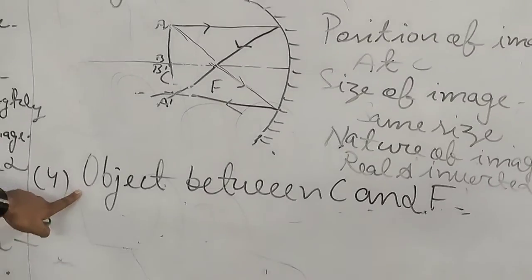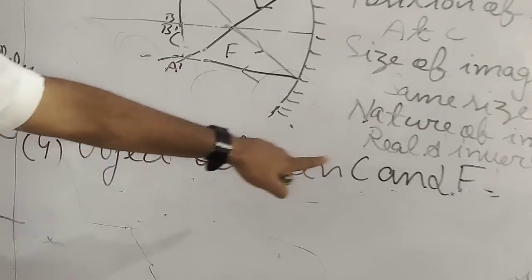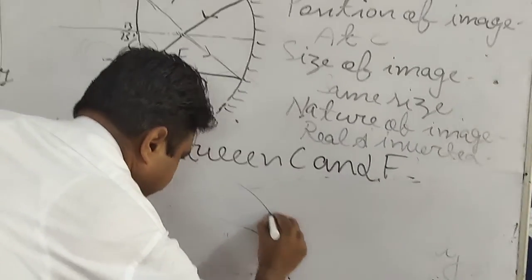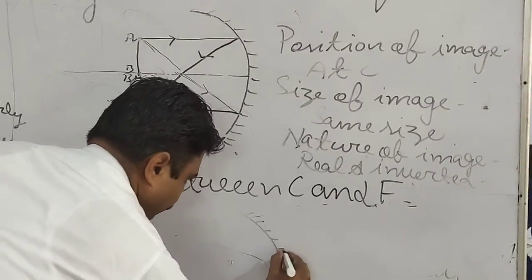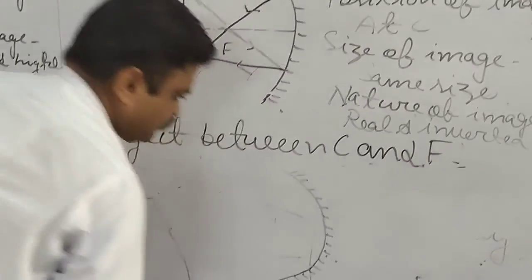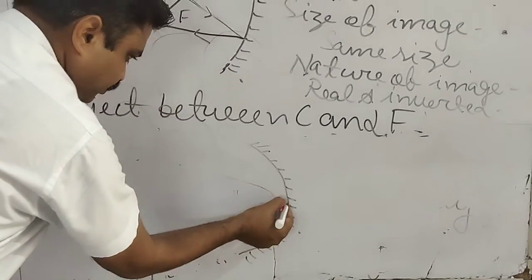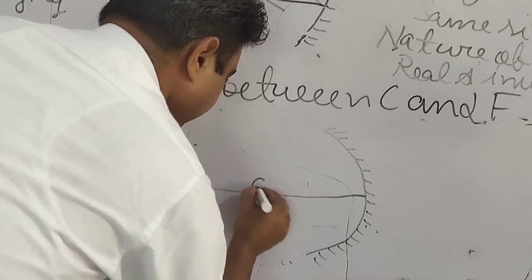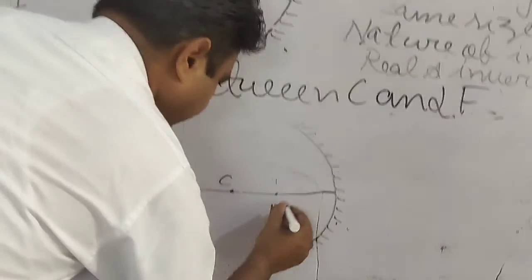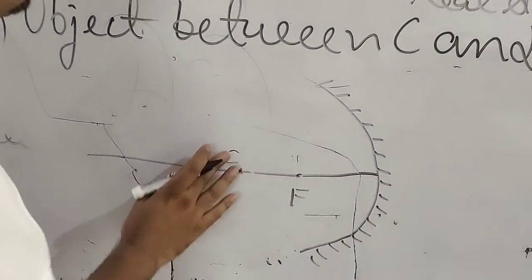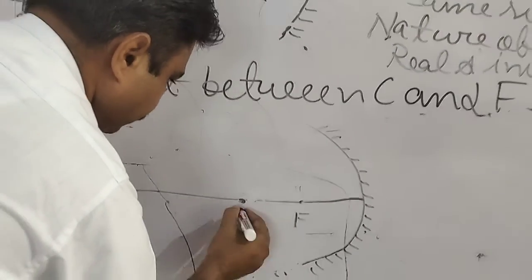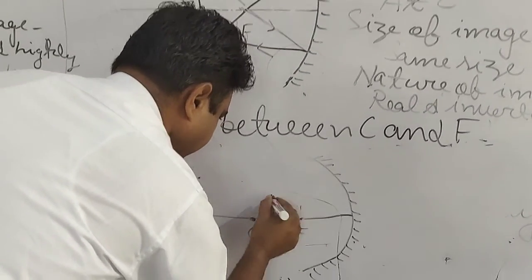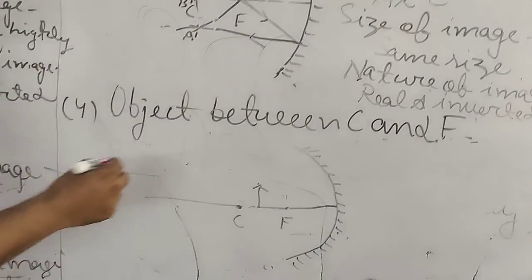Now in this case, the object is between C and F. Now again you draw the ray diagram. First draw the principal axis. It is the principal axis, and it is the center of curvature, and it is the focus. Now where is the object? The object is in between C and F. So here is the object.